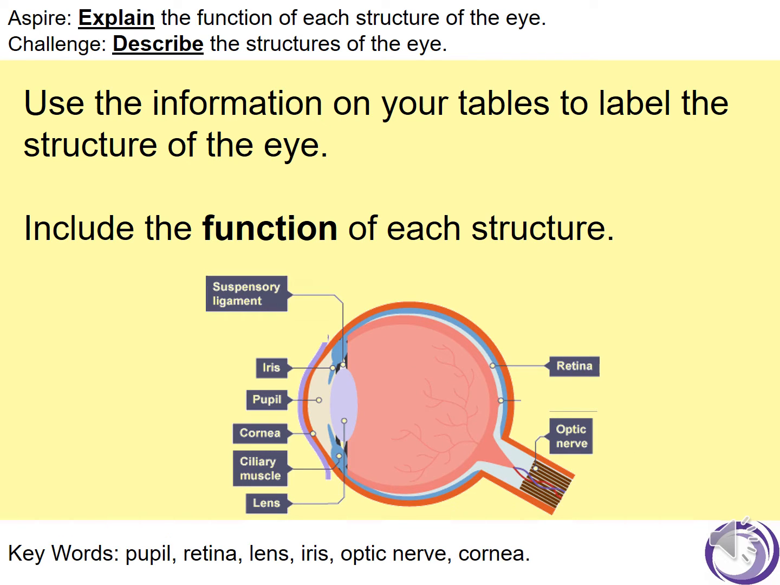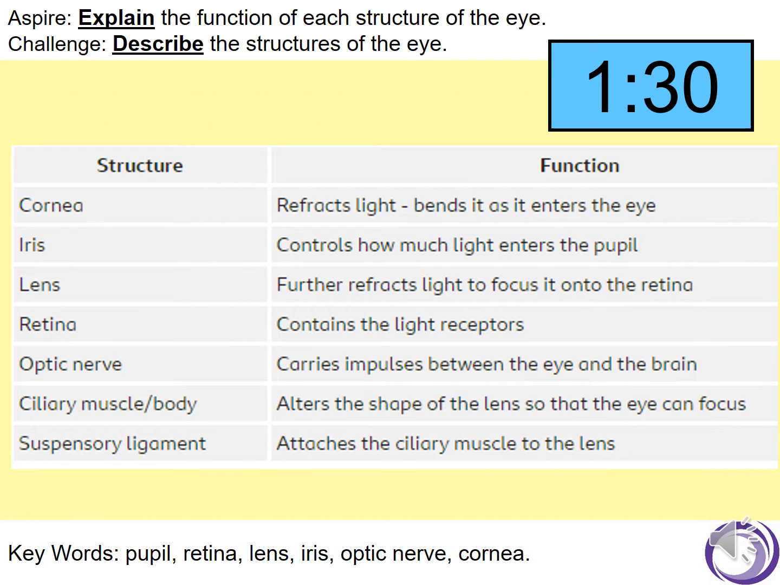So now let's use the information on our diagrams to label the structure of the eye and just accurately check that's correct. Okay, we're using those keywords from the bottom of the page here: pupil, retina, lens, iris, optic nerve and cornea, but we're now going to add and include the function of each of those structures. Okay, so we have an eye diagram and we have labels on the eye diagram, and we are now going to add the function of each of those parts that I spoke about on the previous picture.